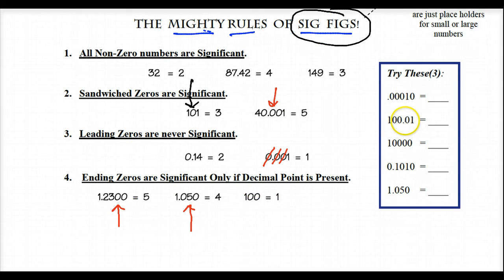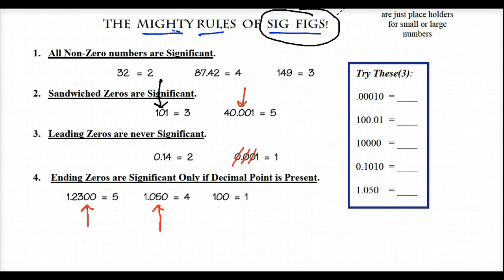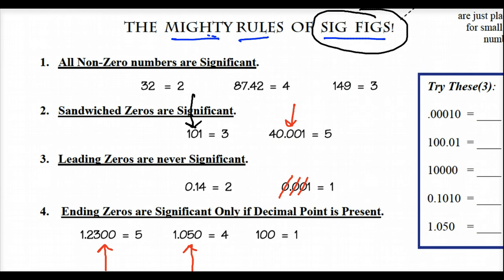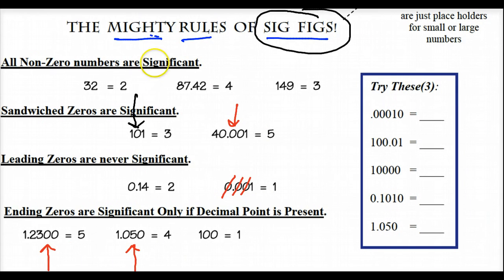So let's try these 5 questions together. All right, let's zoom it up a little bit. Okay, and by the way, these mighty rules of sig figs are in your notes. That's where I got them from. I printed them out for you, I believe, or you have them on the class website. But let's get going.